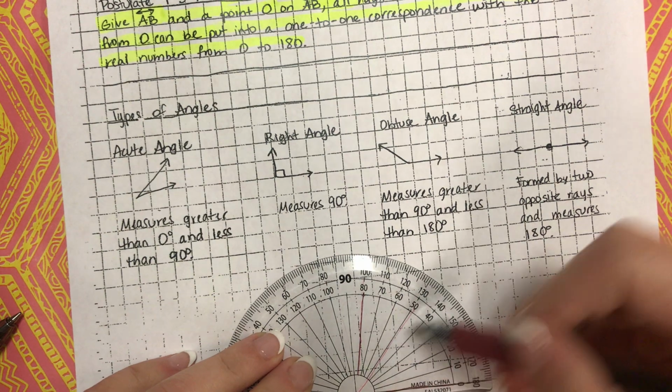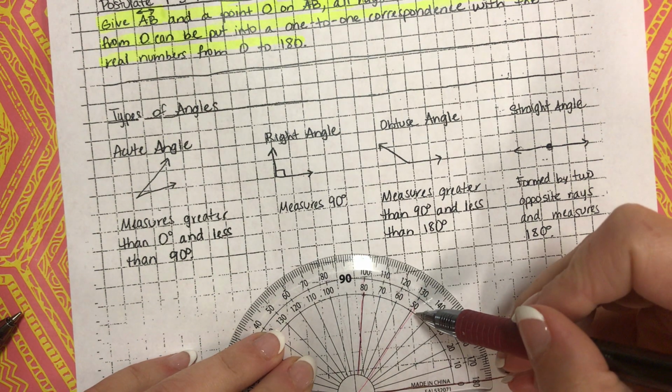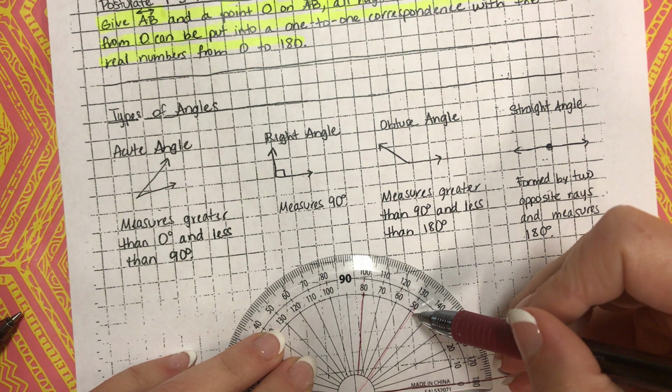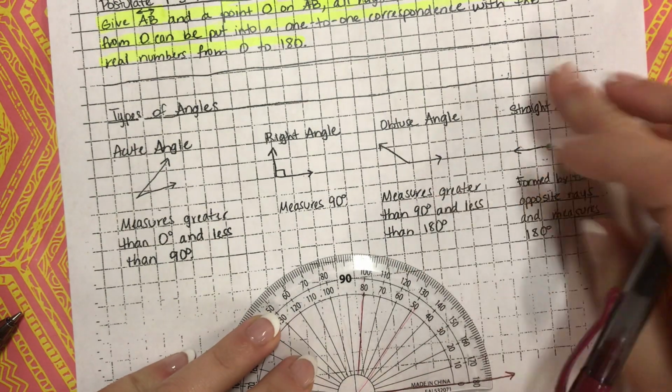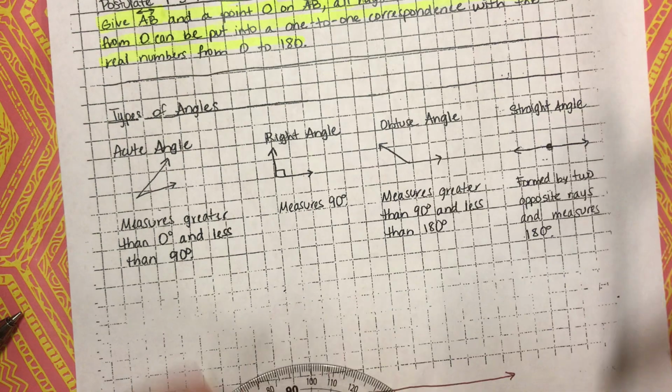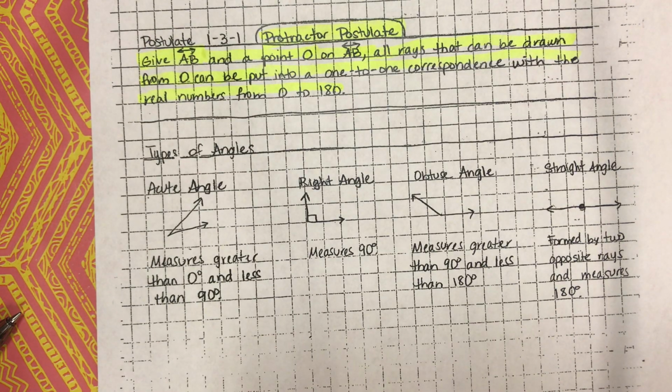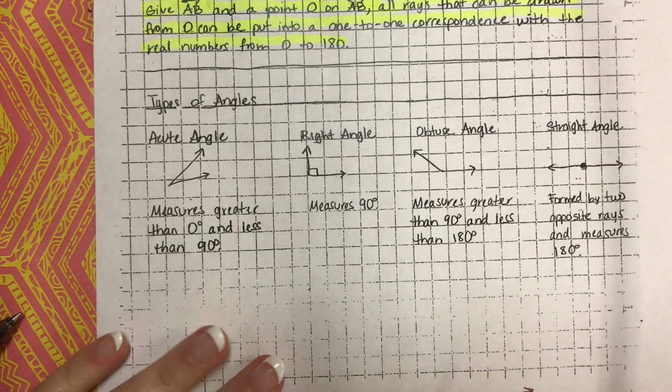So it can have one ray to one number, which is a 1-to-1 correspondence, and it will just tell you what the measures of each of those angles are. So that's basically what that's saying. All right, let's look at different types of angles.